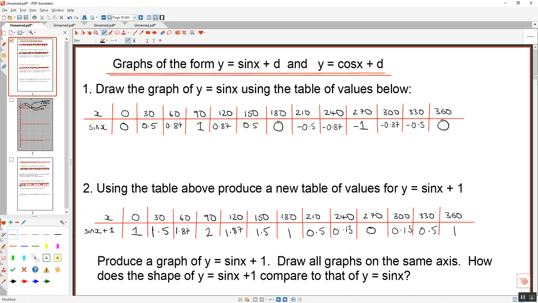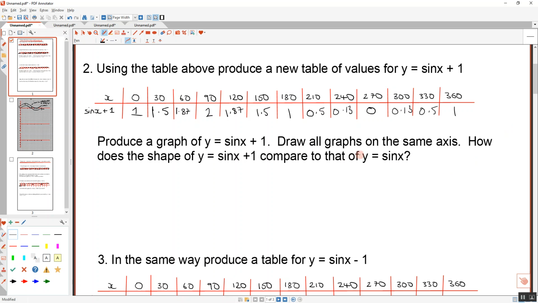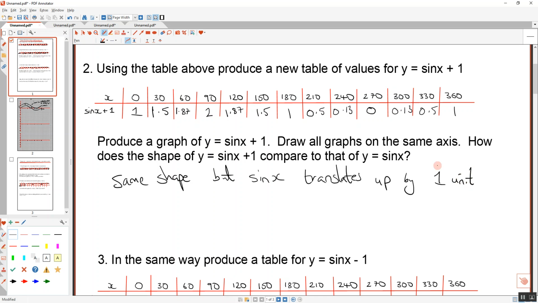So what do you think we're going to get when we draw our next one? What's going to happen if it's sin x minus 1? Right, the whole thing is going to shift down 1, okay? So how does the shape of y equals sin x plus 1 compare to that of y equals sin x? It's the same shape, but it's translated up by 1 unit. And this one is translated down.